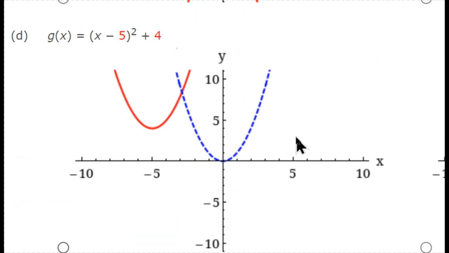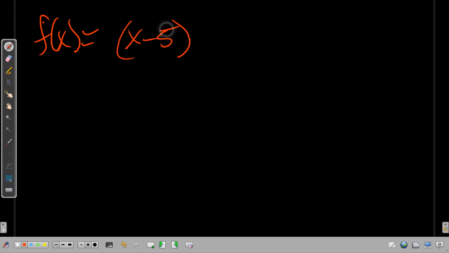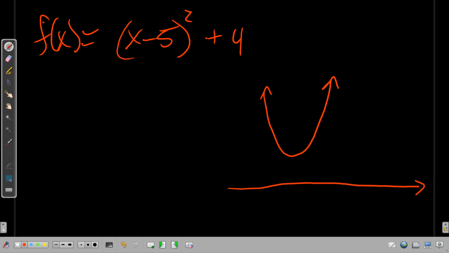Oh, here's a nice one. X minus 5 squared plus 4. It's going to be a parabola. It's going to be 4 units above the x-axis. And that number right there is going to be 5. There's nothing else to it.